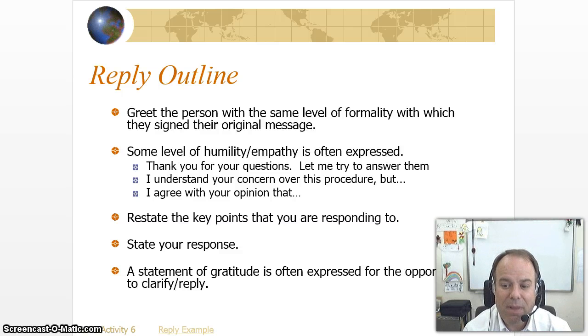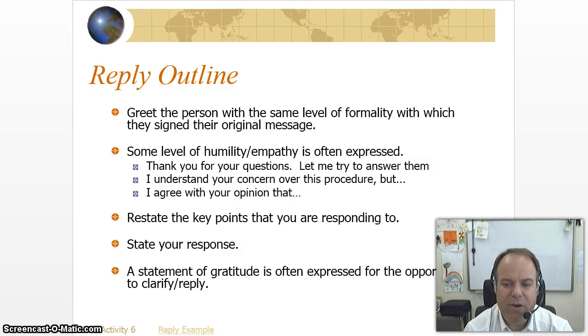Greet the person with the same level of formality with which they signed their original message. Now this is usually true, but not always true. Sometimes someone will end their message using their first name, which indicates a less formal tone. But with someone like the 75-year-old professor, you might still want to be more formal, right? And so you have a decision to make here, and there's no necessarily wrong answer, but when in doubt, be more formal.